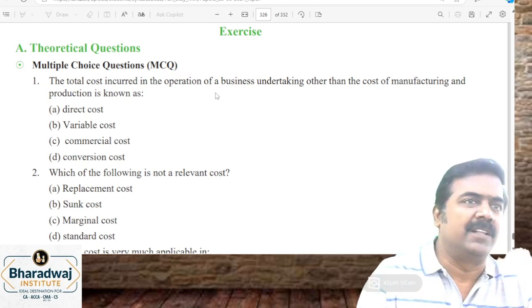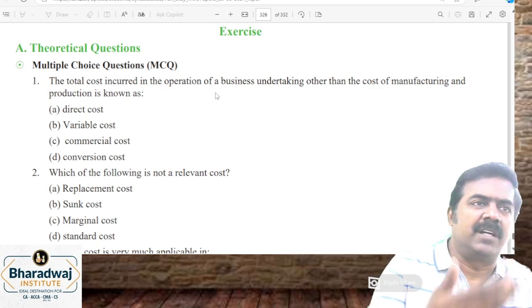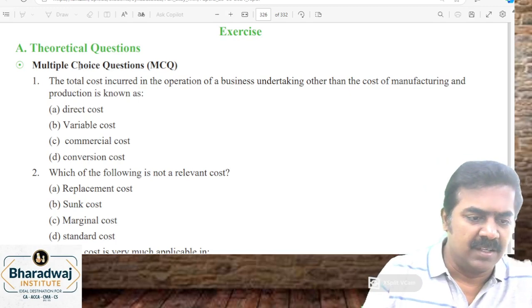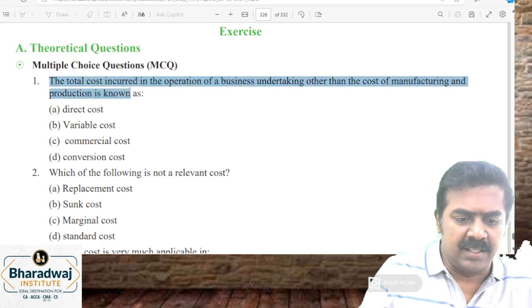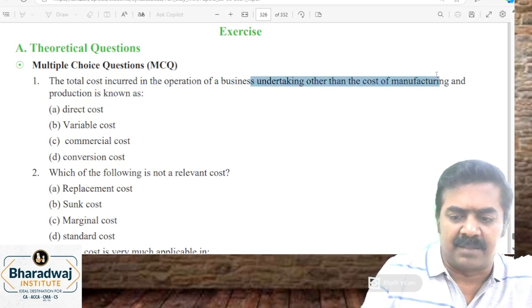From where they pick the question? From your study material only. Apart from that, we will see some of the past examination questions also. Look at this. Total cost incurred in operation of a business undertaking other than the cost of manufacturing.